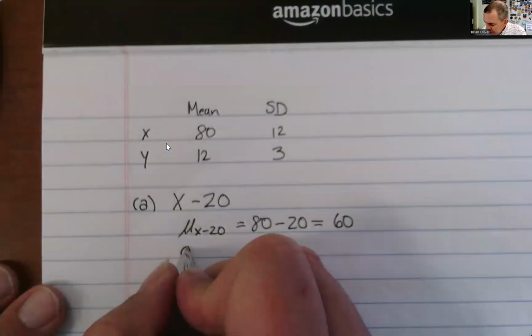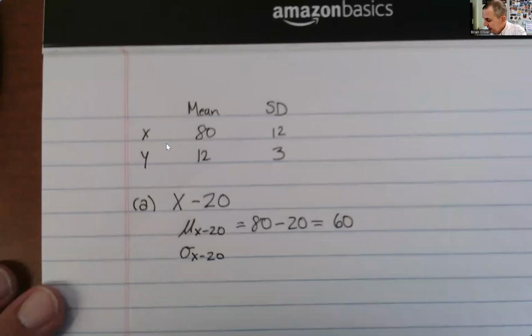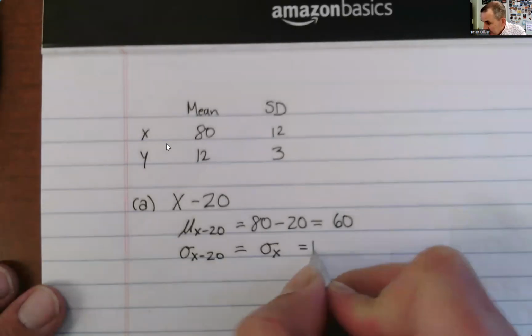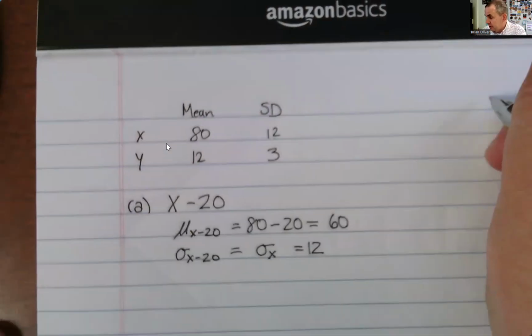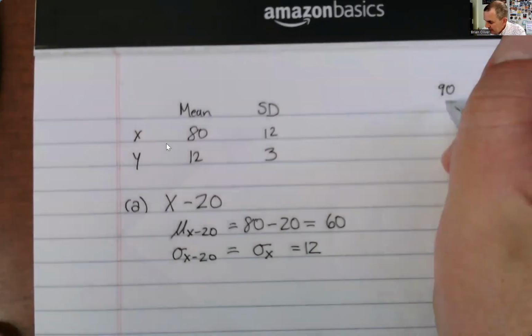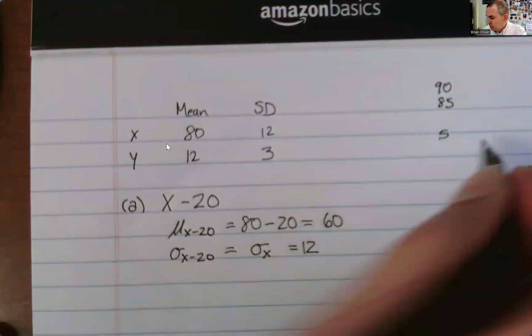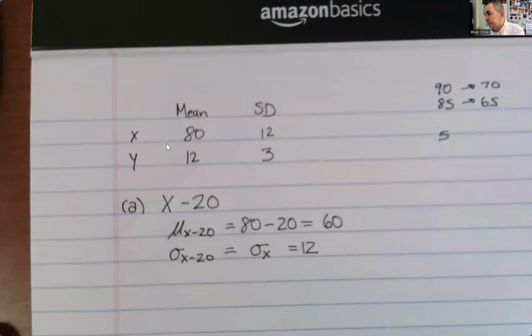Now the rule with standard deviation is different. The standard deviation of that new distribution, X minus 20, is just going to be our original standard deviation. It's going to stay as 12. The reason it stays 12 is that if I take 20 away from everybody, the distance between everybody remains constant. As an example, let's say somebody in this distribution had a value of 90 and someone had a value of 85. They're 5 apart. I take 20 away from each of them, so now you're 70 and now you're 65. They're still 5 apart. So that's why standard deviation doesn't change.